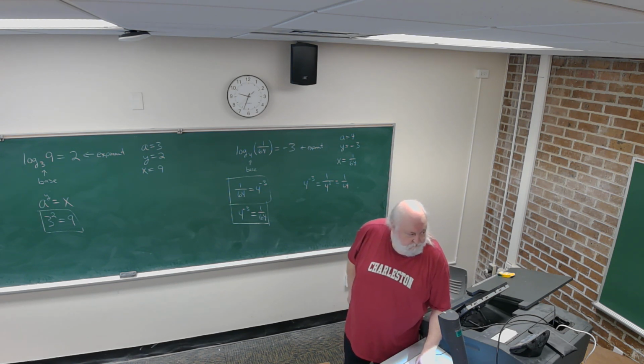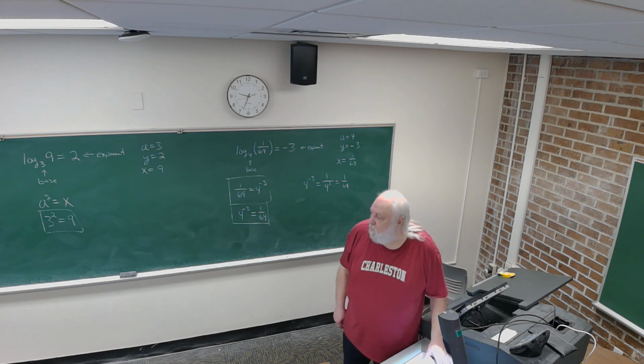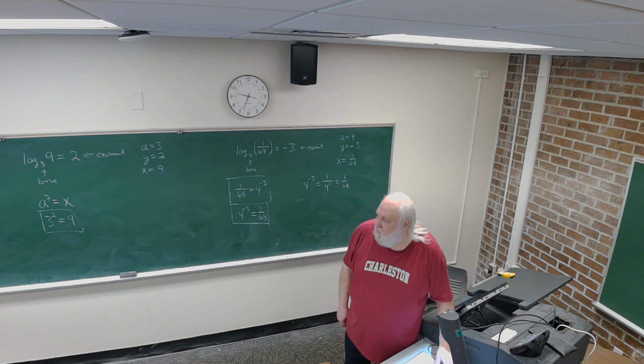Are you with me? Okay. So you can't take the log of 0 or a negative number. Okay. So in exercise 5, we're instructed to graph the following function and state the domain, range, and asymptote.